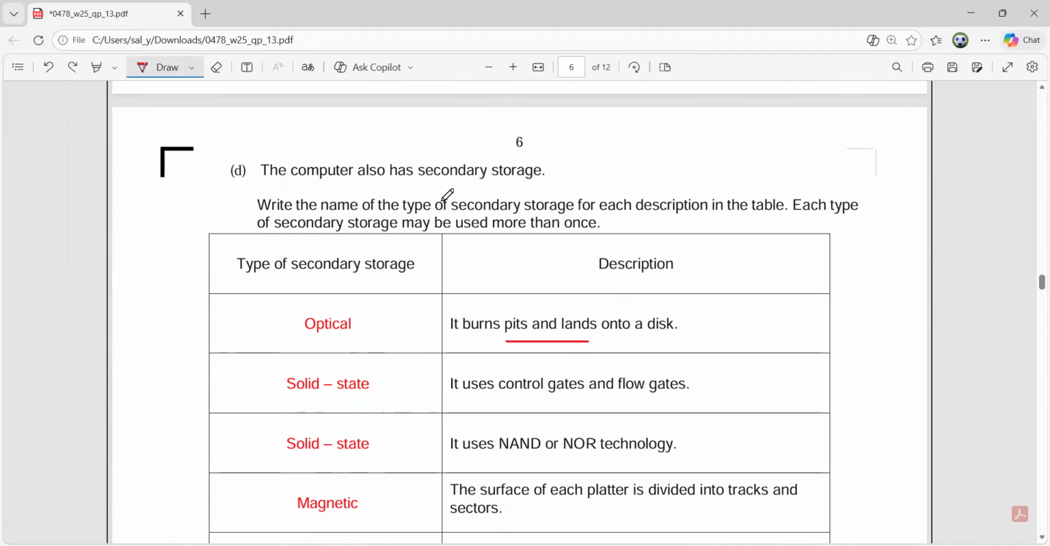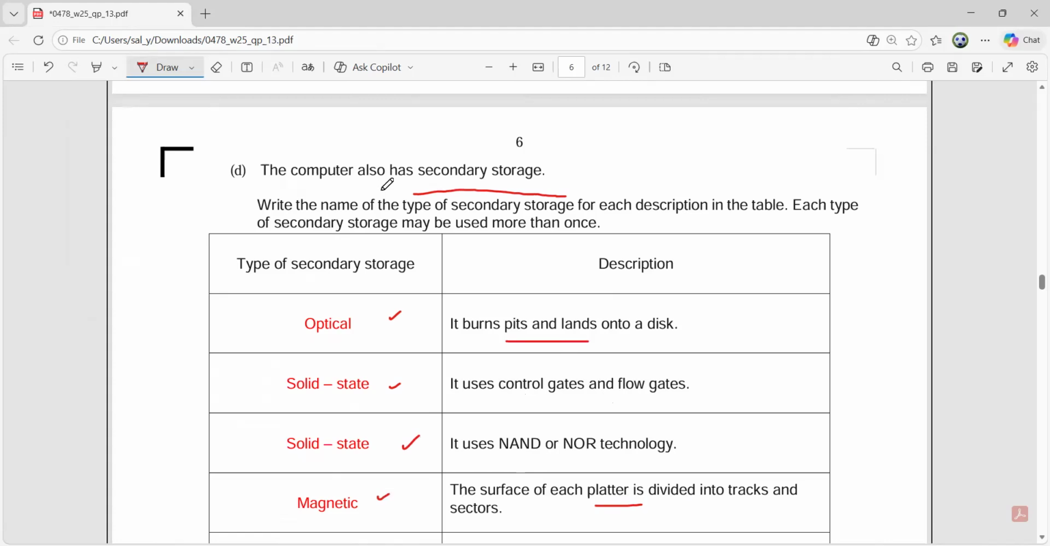This is very, very important: the type of secondary storage. So it will be optical. It uses control gates and floating gates, that is your solid state. NAND or NOR technology, that is solid state too. Surface of each platter is divided into tracks and sectors. So platter means magnetic, that is your hard drive.